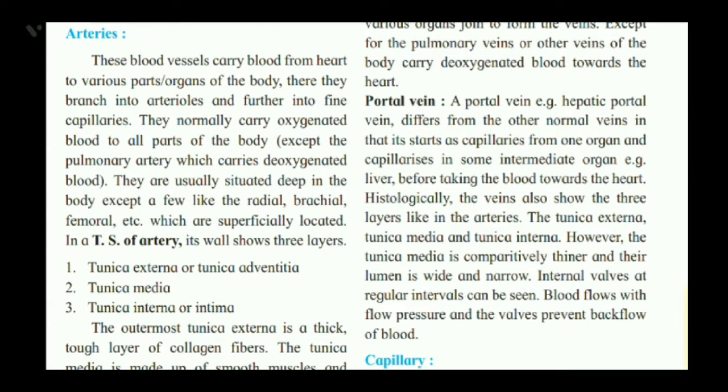However, the tunica media is comparatively thinner and their lumen is wide and narrow. Internal valves at regular intervals can be seen. Blood flows with low pressure and valves prevent backflow of blood.